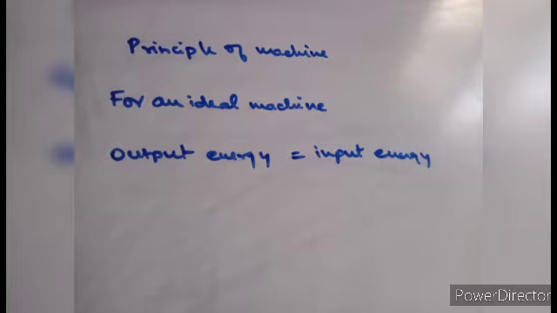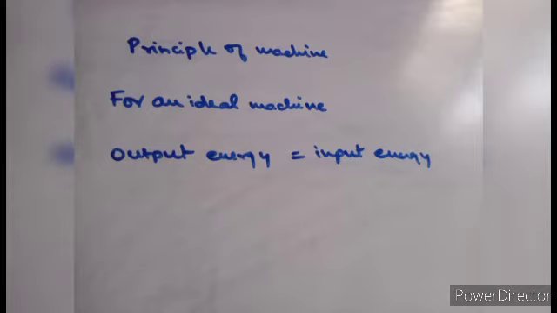That is, the efficiency of an ideal machine is 100%, but this is only a theoretical concept because we do not have any ideal machine. And most important thing is, if you are defining what is principle of machine, you should write for an ideal machine work output will be equal to work input. If you miss for an ideal machine, then you will get no marks.